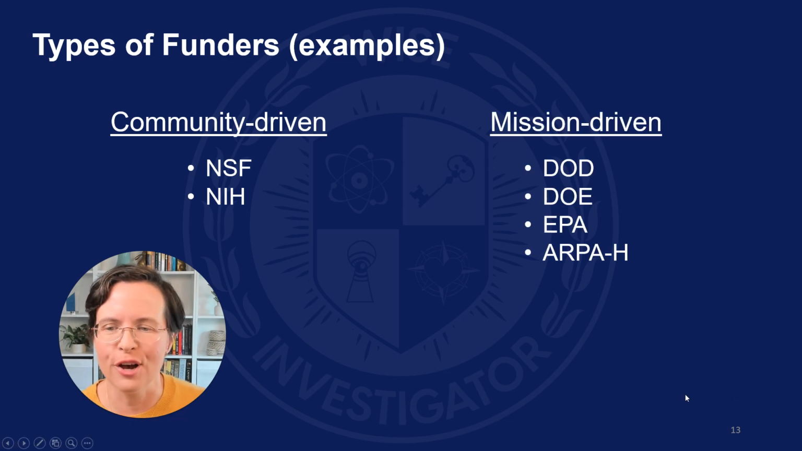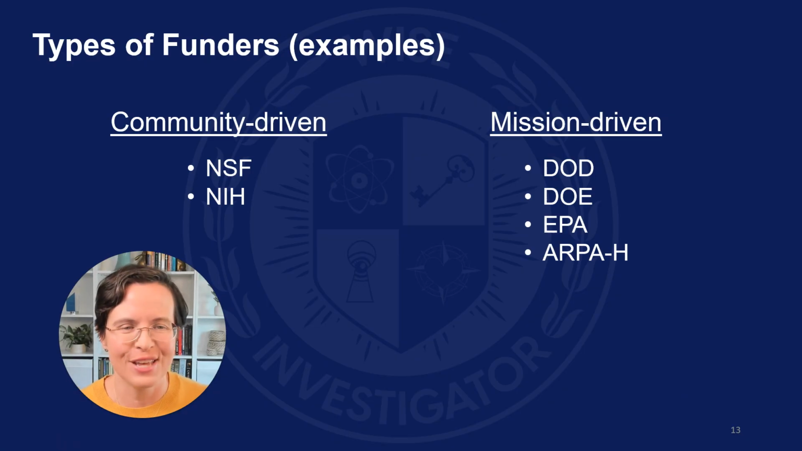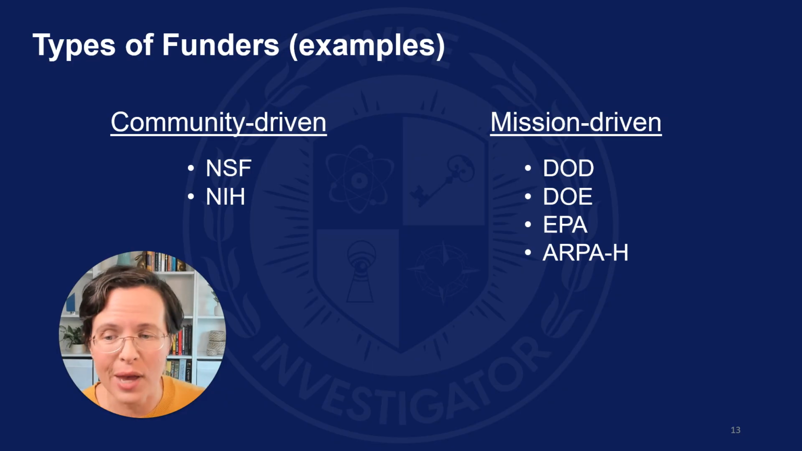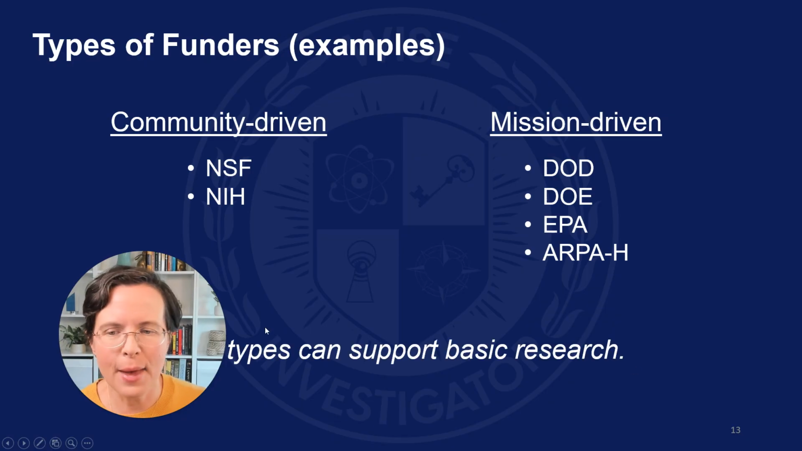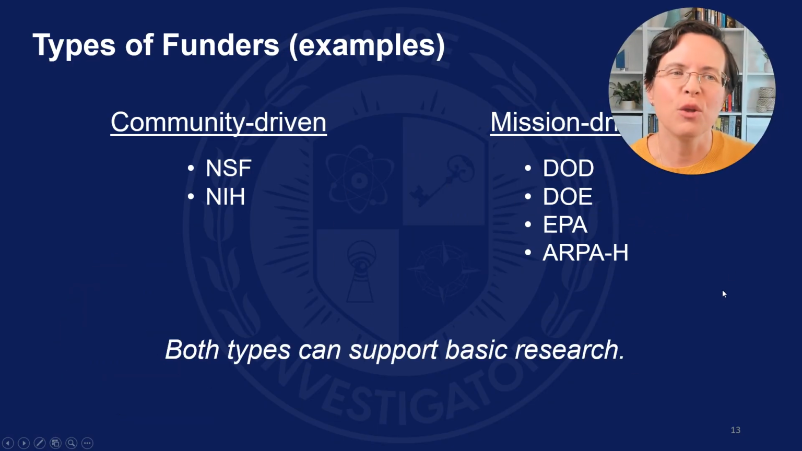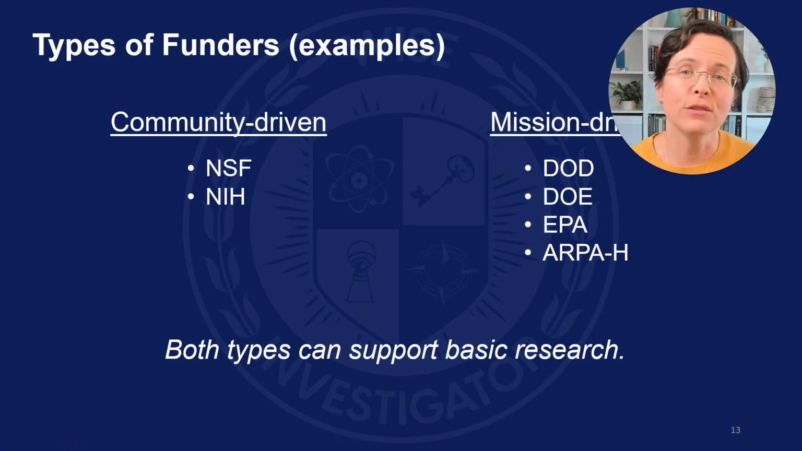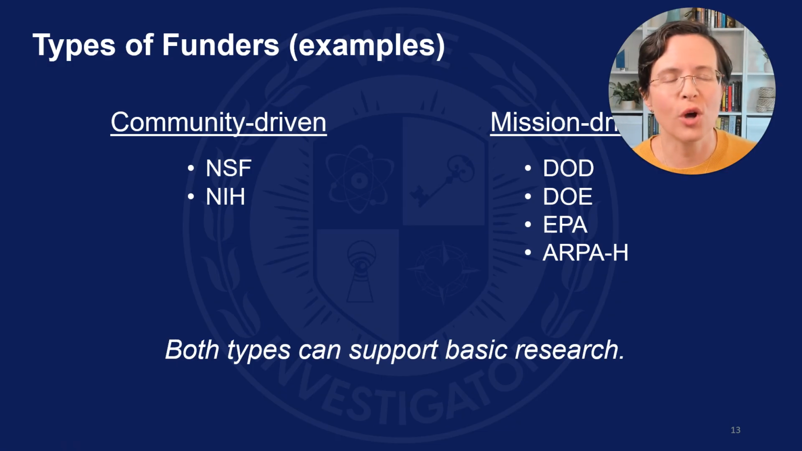What other type of funders do we have? Well, we have mission-driven funders. So this would be DoD, DOE, EPA, or ARPA-H, for example. Okay, so now the important thing to remember about these is that both types can support basic research. And this is a course that's focused on getting your basic research funded. We'll talk about some organizations that do a bit more applied research too, but really the core of what we're talking about here is basic research.